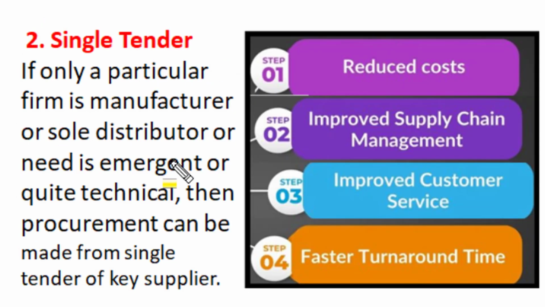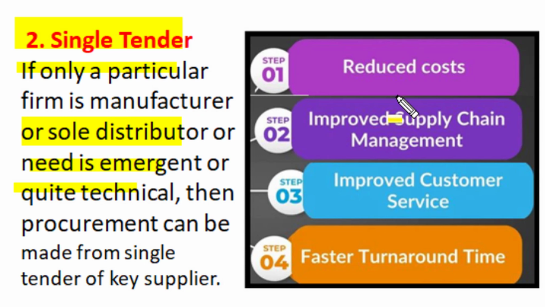In some special conditions, purchase can be made by only a single tender. This is a condition if only a particular firm is the manufacturer of that supply or the sole distributor for that supply, then we can make purchase by single tender. Sometimes when the need is very emergent and immediately we have to procure things, or the need is quite technical, then procurement can be made from a single tender, which is of a key supplier.